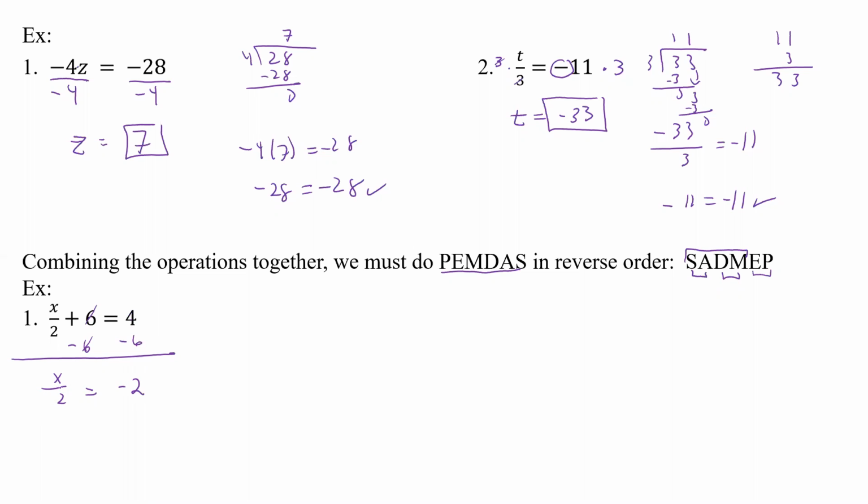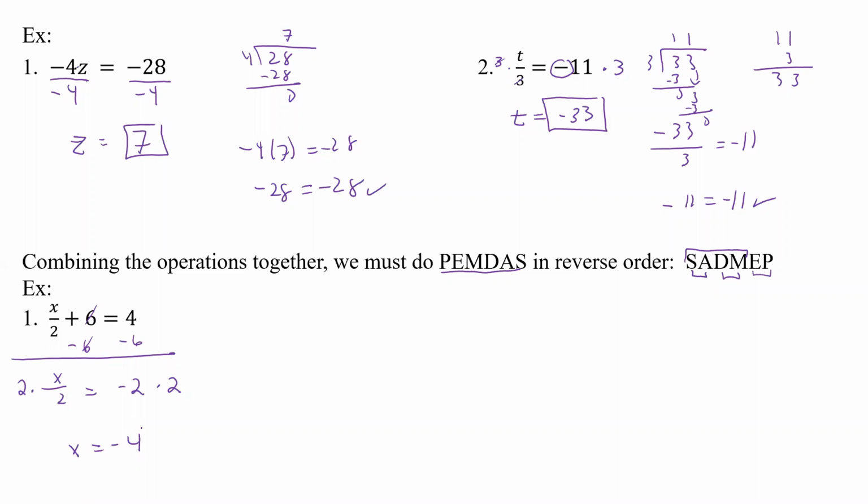Now we're on to, well, this is division here, so if we multiply by that denominator, those will cancel, but what you do on that side, you also have to do on that side. So here we get x equals negative 4, okay?